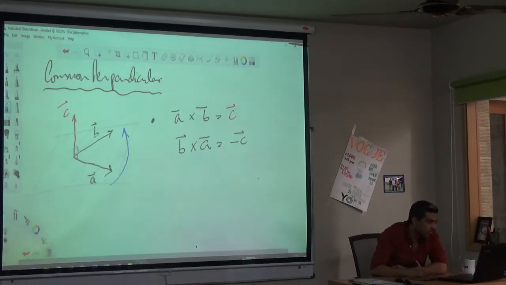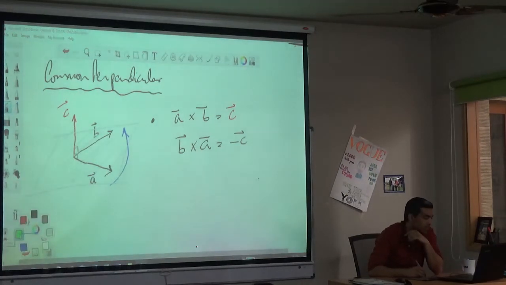Right now I'm going anti-clockwise, so the screw would be driven outwards, out of the paper, or out of the plane. And if I were to do B cross A, that would be driving the screw into the plane, so the direction would be exactly opposite. So minus C would be this way. That is if I do B cross A.